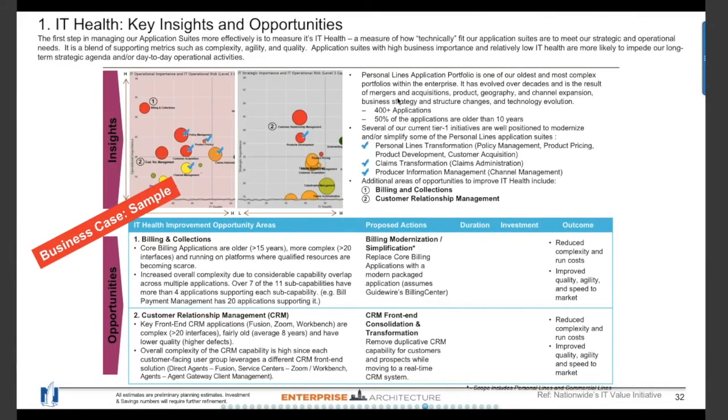Take billing and collections, again, as an example. What does the application landscape look like? And of course, we also utilize the complexity analysis metrics to understand the impact, duration, potential investment needed, and the cost savings you may get by making that investment.